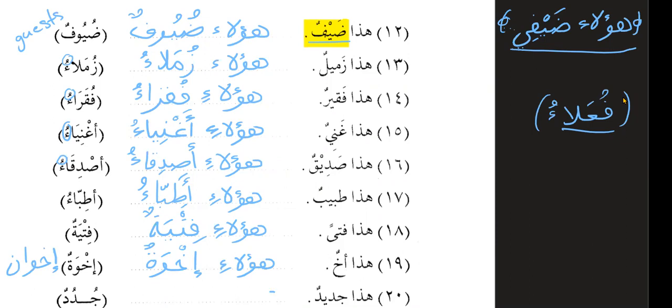هذا جديد. قاسم هذا جديد. هؤلاء جدد. ما معنى هؤلاء جدد؟ These are new. جيد. جنقير هذا مدرس. هؤلاء مدرسون. جيد. عبد القيوم هذا مهندس. هؤلاء مهندسون.